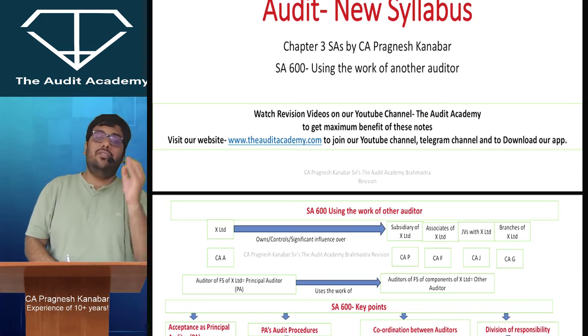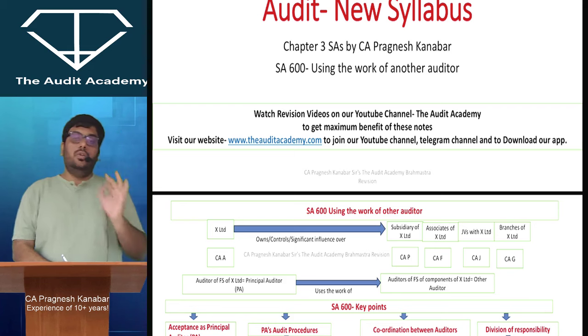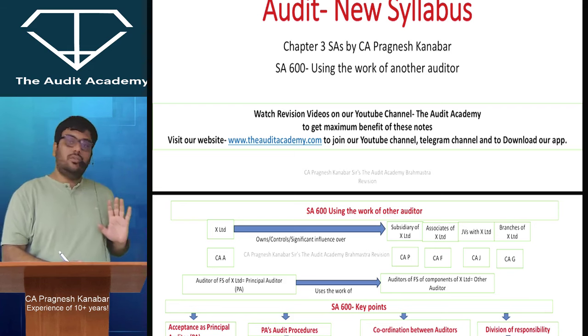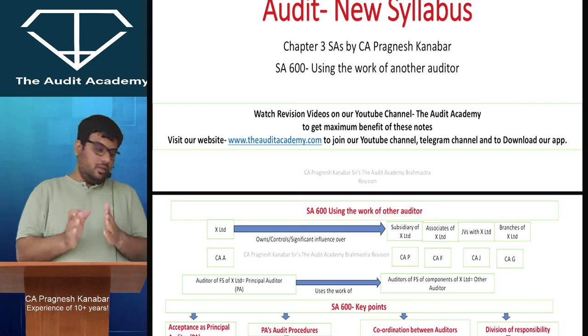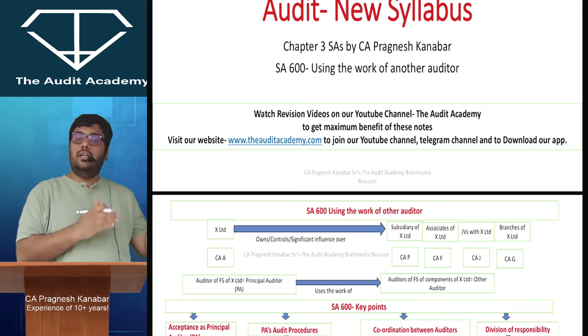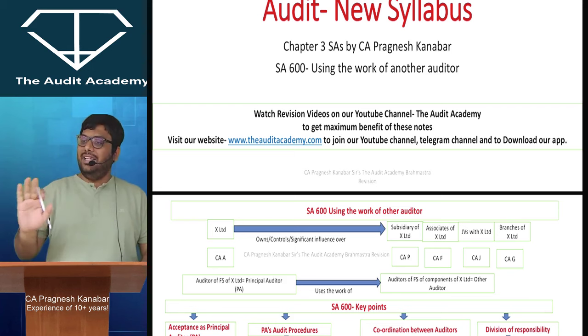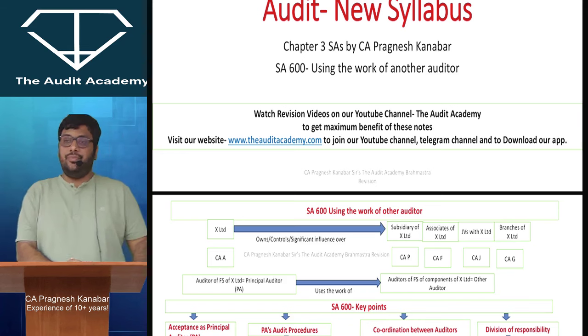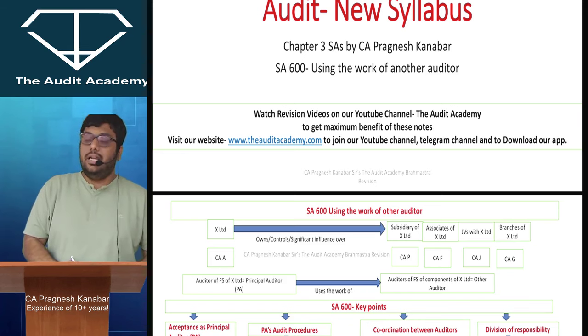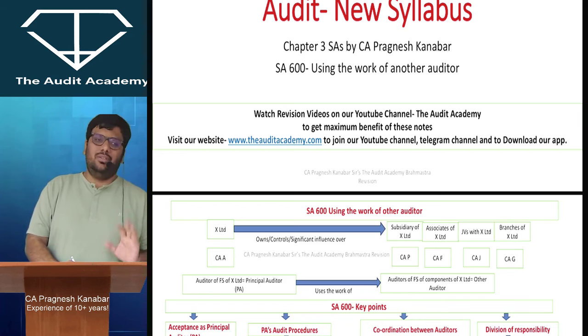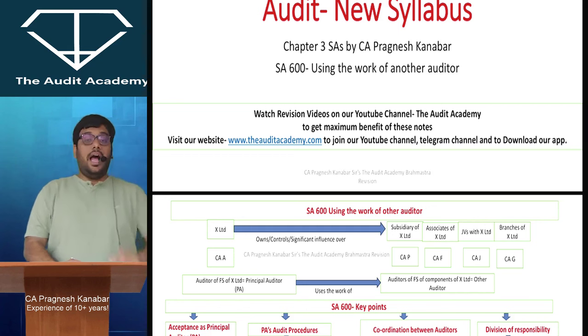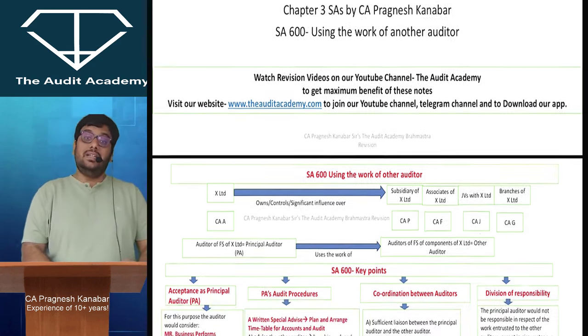610, I love the title of 610, using the work of internal auditor. So there is no confusion. Whenever the question is about using the work of internal auditor, students are easily able to understand this is 610. I also like the title of 620, using the work of auditor's expert. So let us say the auditor has appointed some engineer, actuary and so on, using his work, students are able to understand this is SA 620. I don't like the title of SA 600.